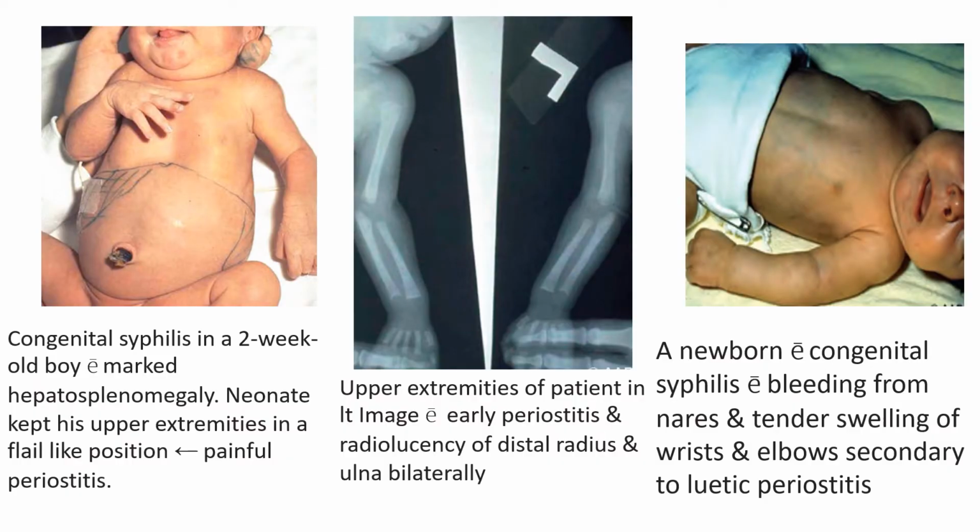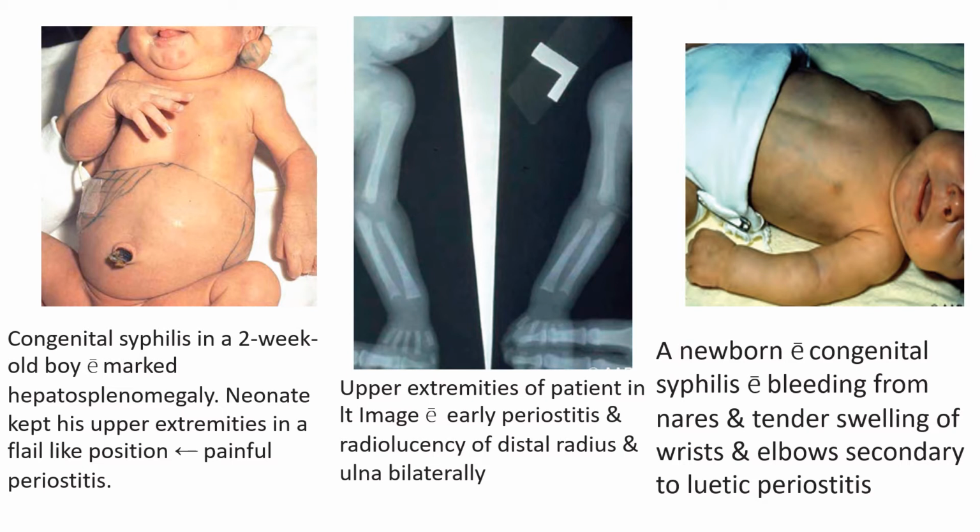This figure shows, the first one on the left, congenital syphilis in a 2-week-old boy with marked hepatosplenomegaly as shown. The neonate kept his upper extremities in a flail-like position due to painful periostitis. The one in the middle, upper extremities of the patient in the image with early periostitis. This is the child on the left, X-ray: radiolucency of distal radius and ulna bilaterally on both sides.